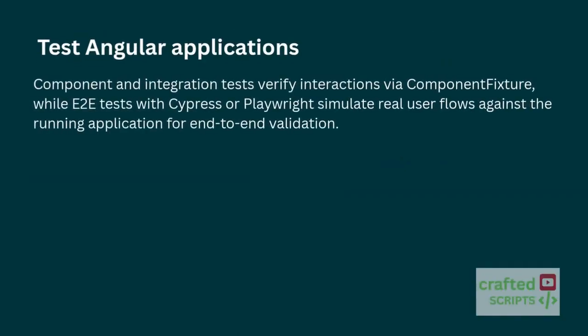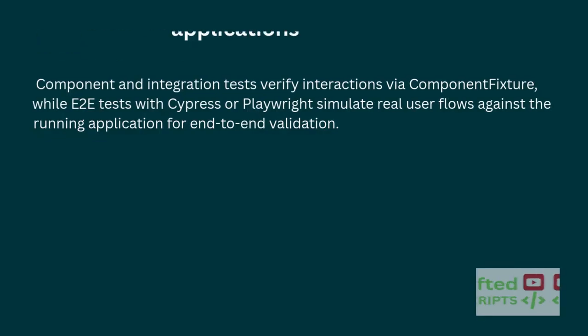Component and integration tests verify interactions via ComponentFixture, while E2E tests with Cypress or Playwright simulate real user flows against the running application for end-to-end validation.